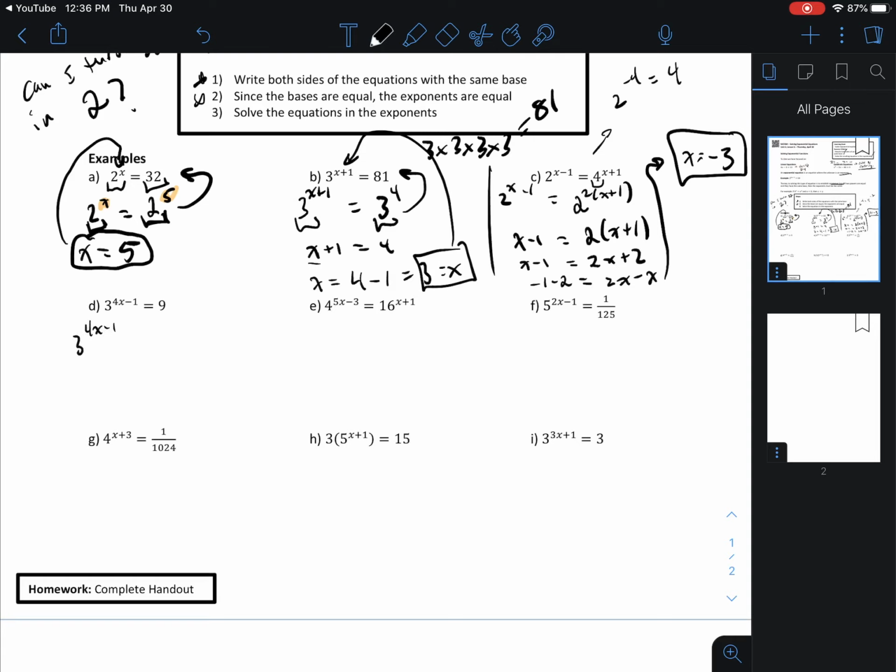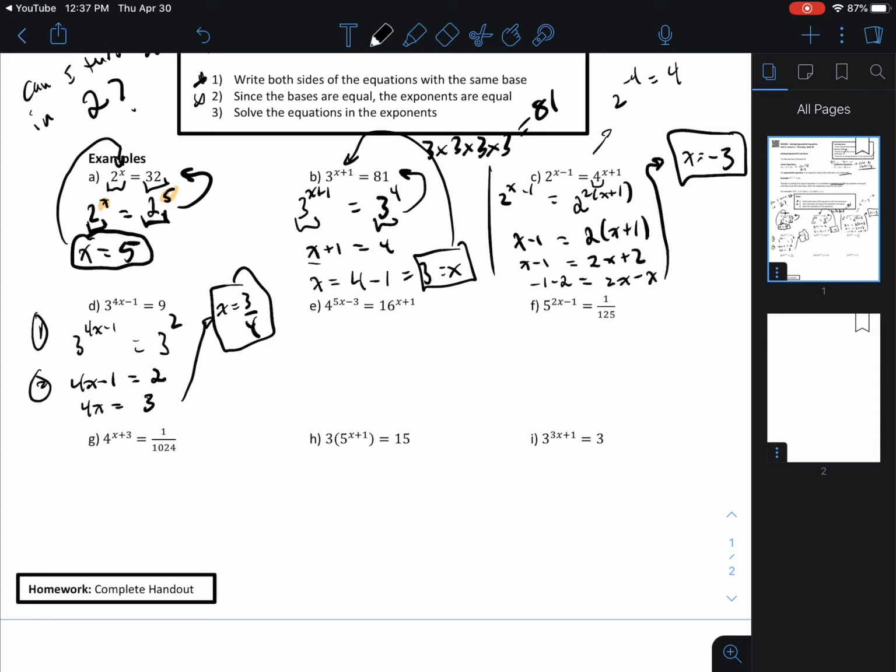Okay, let's try this one here. 3 to the 4x minus 1. How do I get 9 from a base of 3? I square it. So step 1 is make the bases match. Step 2 is check the exponent. So it's 4x minus 1 is equal to 2. Solve for x. So in this particular question, we're going to go 4x is equal to 3. So x is going to equal 3/4.